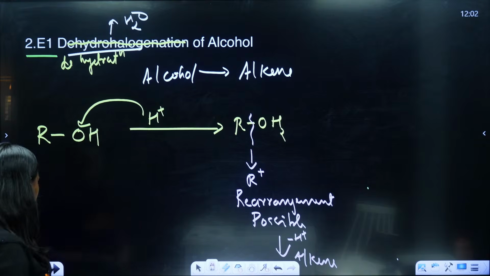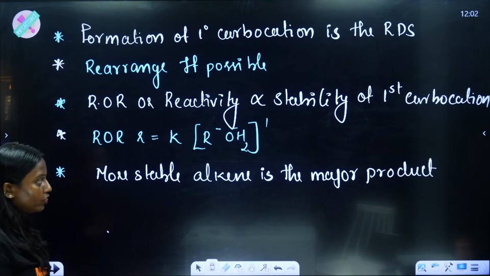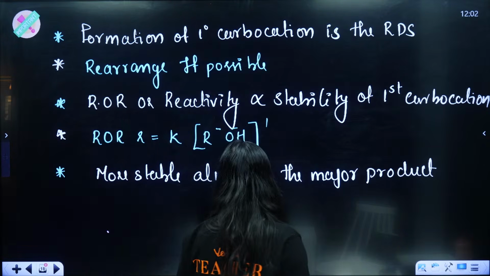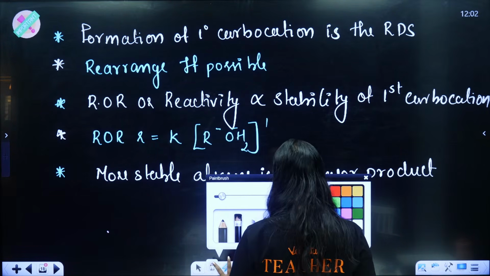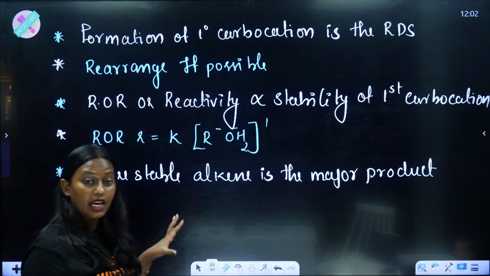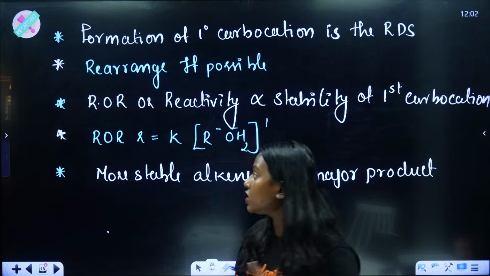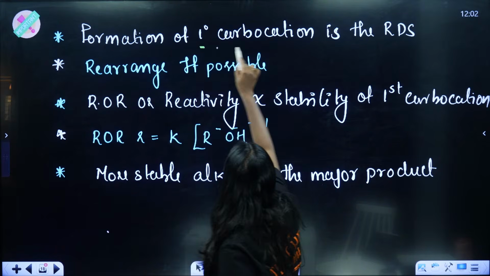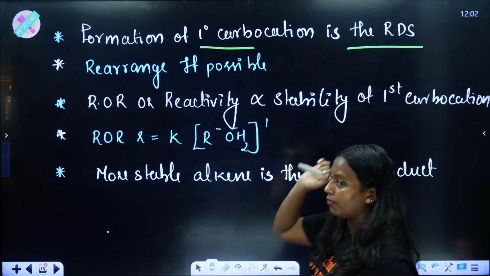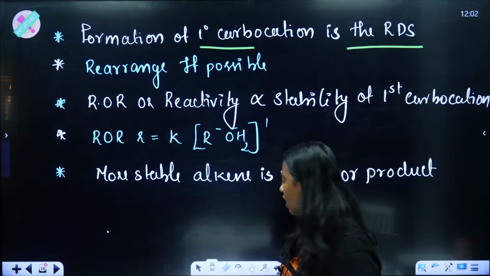Yeah, no worries, I will give you examples. But before that, I want to share some important points. If a mechanism is there, there are some important points we should cover. The first one is that formation of the first carbocation is the rate determining step.